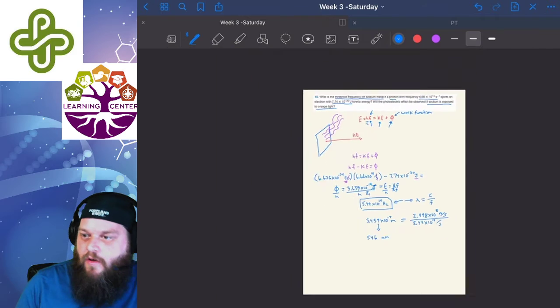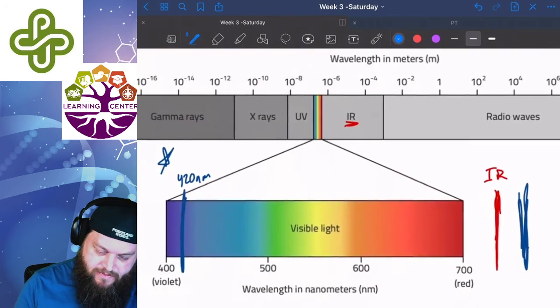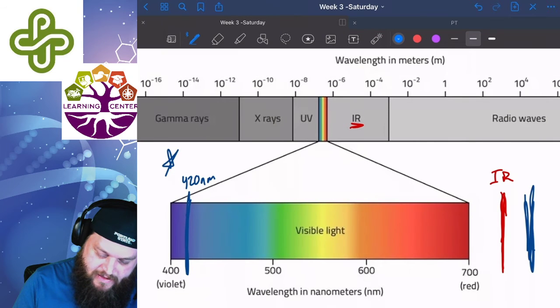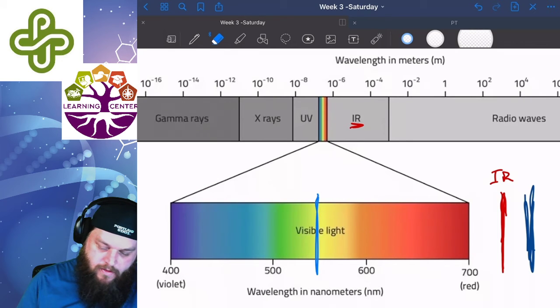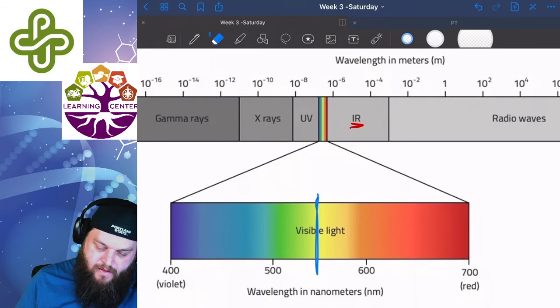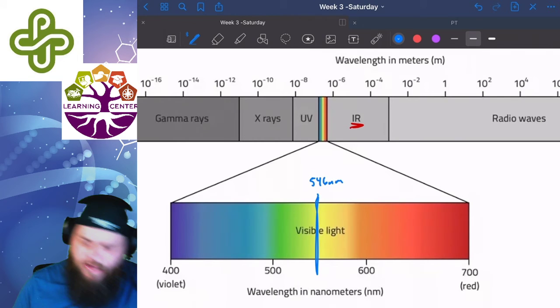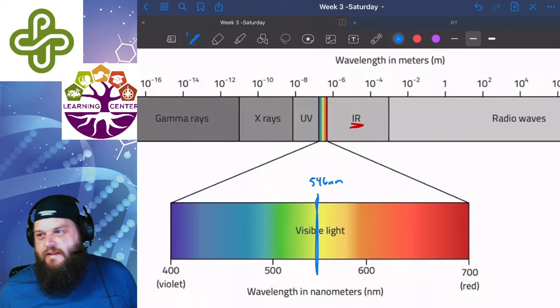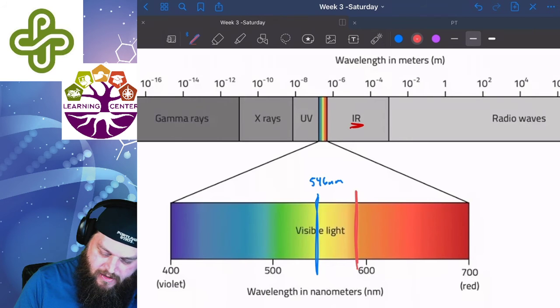So where does that fall on our spectrum? Here's our spectrum here. We can use this one. 546, that's about 550. So it's like right in the middle of that guy. Ignoring what I wrote here from the last problem. 546 nanometers. So it's like a greenish yellow light is what that is. The orange light falls over here.